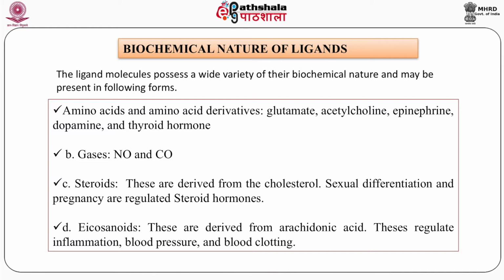The third number comes for the steroids. These are derived from the molecule cholesterol. Sex differentiation and pregnancy are regulated through steroid hormones. And lastly, we have eicosanoids, which are derived from arachidonic acid. These regulate inflammation, blood pressure, and sometimes blood clotting.